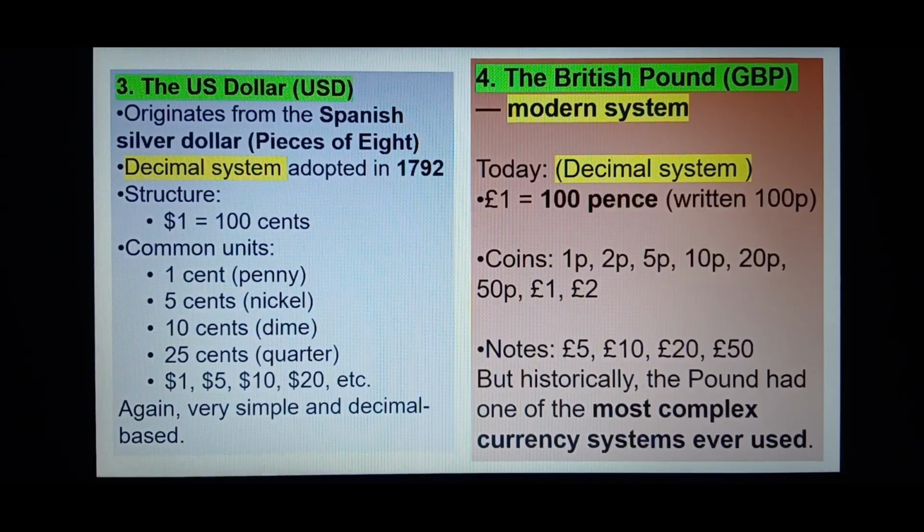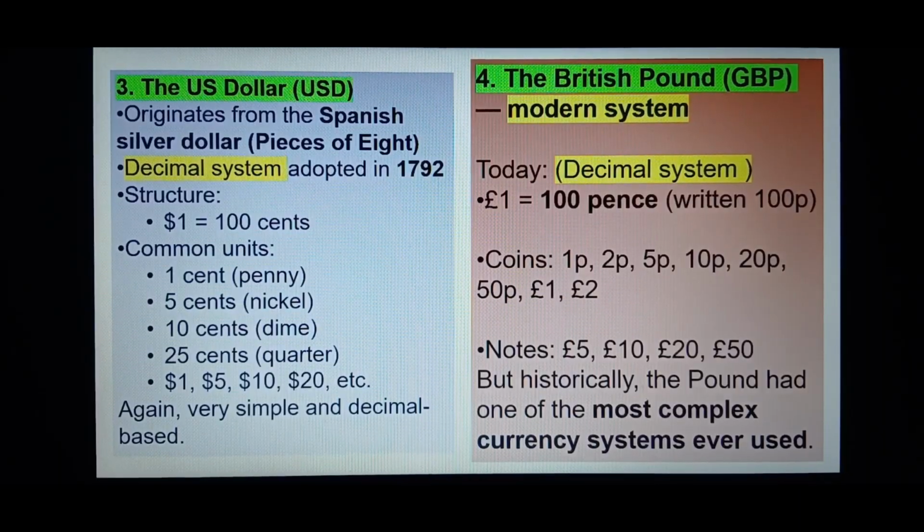The British pound, the modern system. Today, decimal system, £1 equals 100 pence, and it's written 100p. Coins are 1p, 2p, 5p, 10p, 20p, 50p, £1, £2. The notes are £5, £10, £20, and £50. But historically, the pound had one of the most complex currency systems ever used.